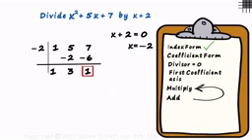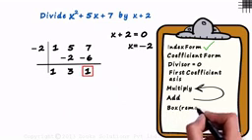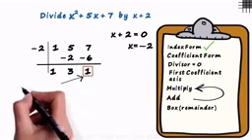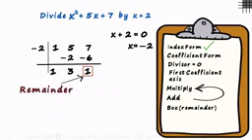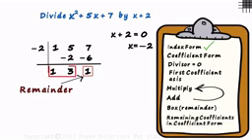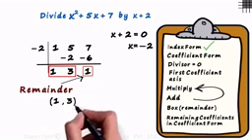I write the step as box remainder. The number in the box is the remainder. But wait, where is the quotient? Now we arrive at the last step. We write the remaining coefficients in the coefficient form. So we can write it as 1, 3 in brackets.